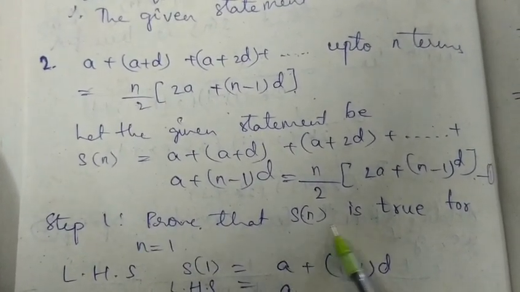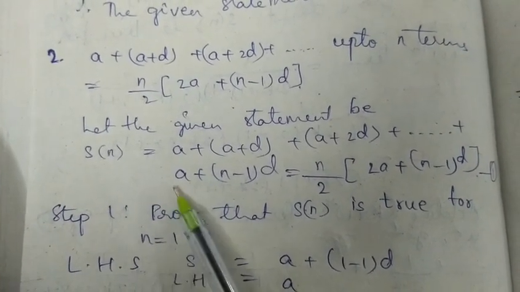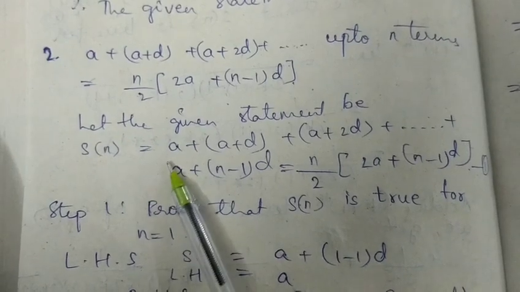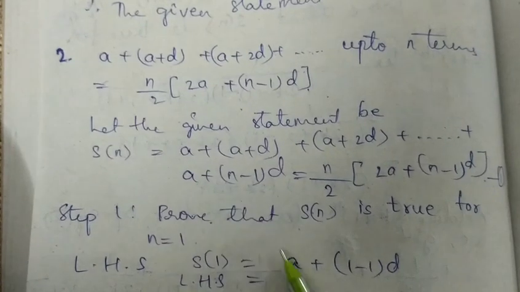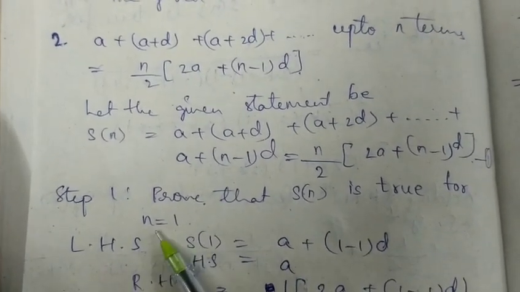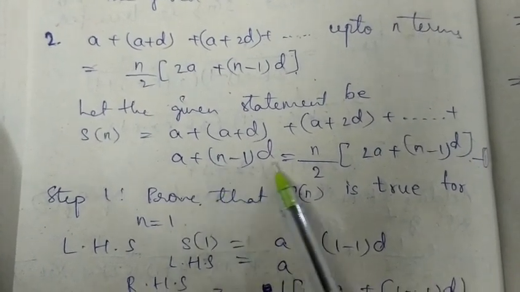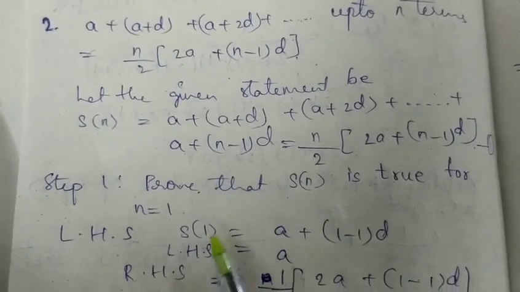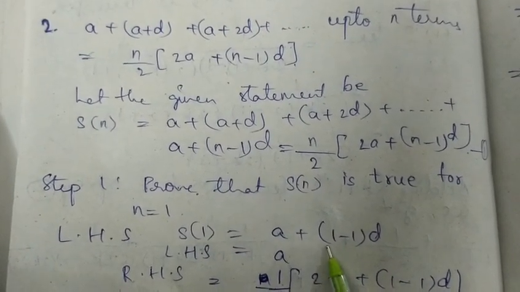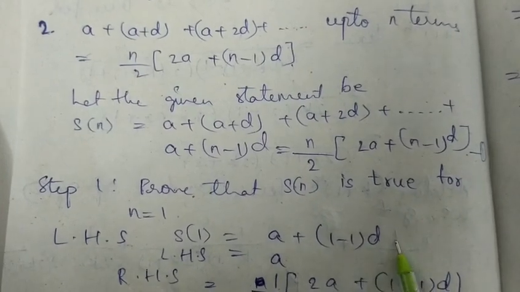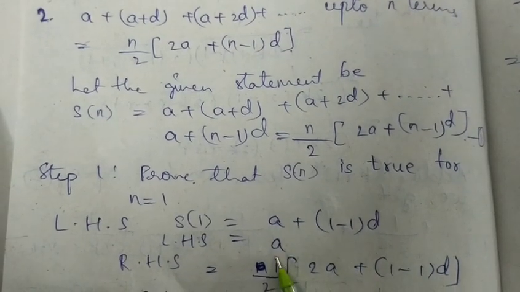To prove the statement S of n is true for n is equal to 1. So we have to check for n is equal to 1. Taking the first term, n is equal to 1, only one term will be there. So a, you can take it directly, or you can substitute in the nth term of the AP, that is a plus n minus 1 into d, as n is equal to 1. So S of 1 is equal to a plus 1 minus 1 into d, and 1 minus 1 is 0, that is simply a.